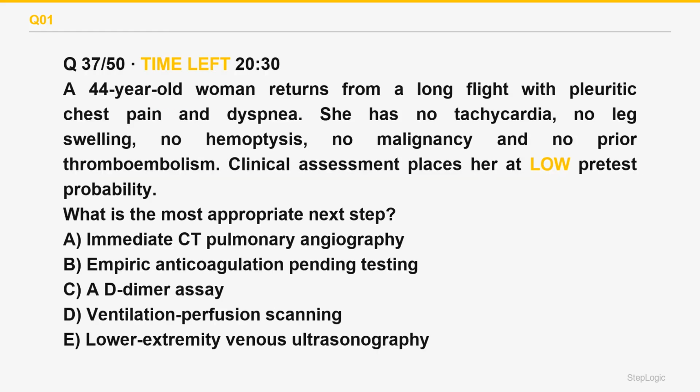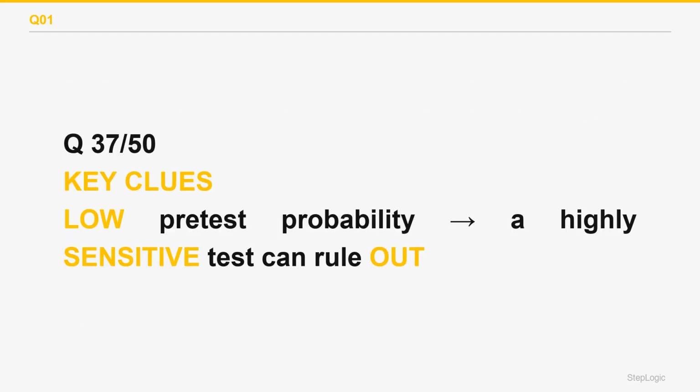What is the most appropriate next step? A 44-year-old woman returns from a long flight with pleuritic chest pain and dyspnea. She has no tachycardia, no leg swelling, no hemoptysis, no malignancy, and no prior thromboembolism. Clinical assessment places her at LOW pretest probability. Read the command: the next step. The pretest probability is stated explicitly, and that word changes which test is correct.